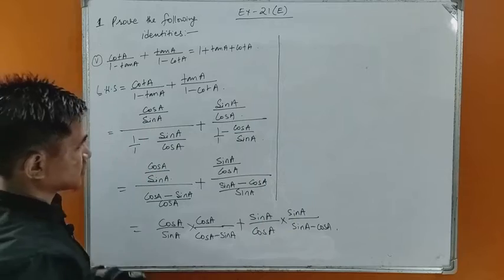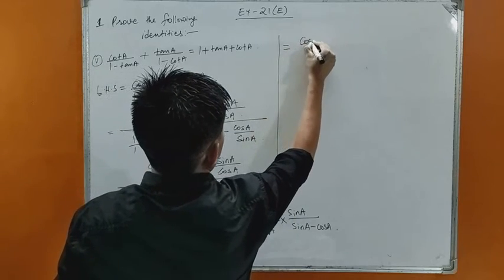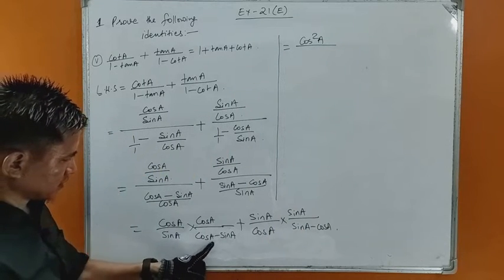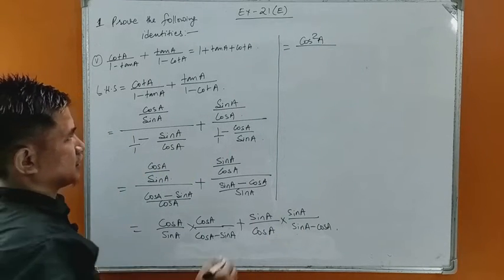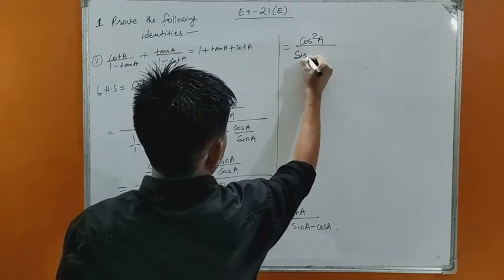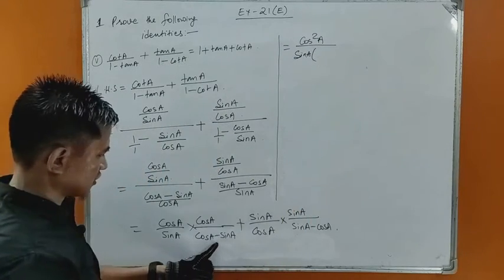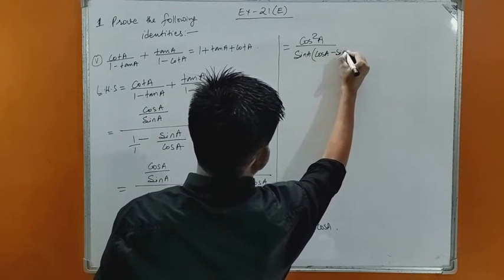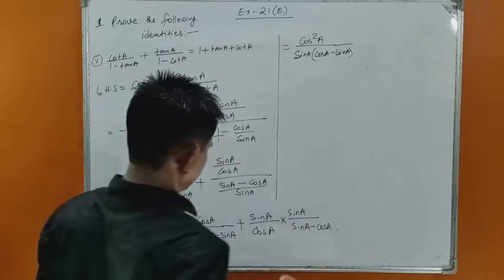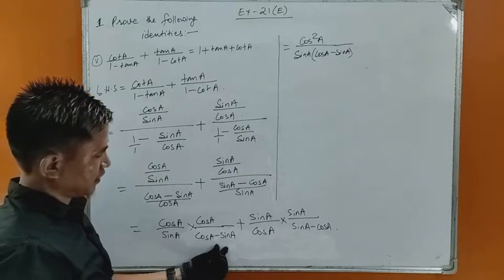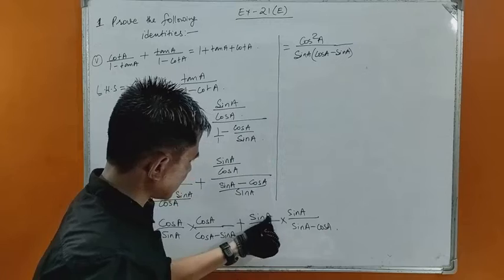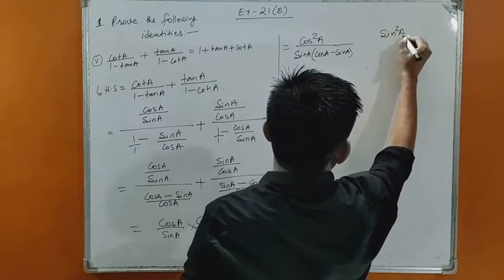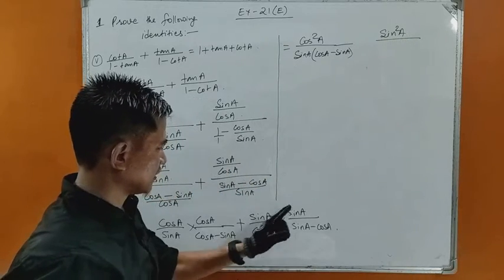So cos A into cos A is cos square A, and in the denominator we have sin A into cos A minus sin A, isn't it? Now this sin A into sin A is sin square A.